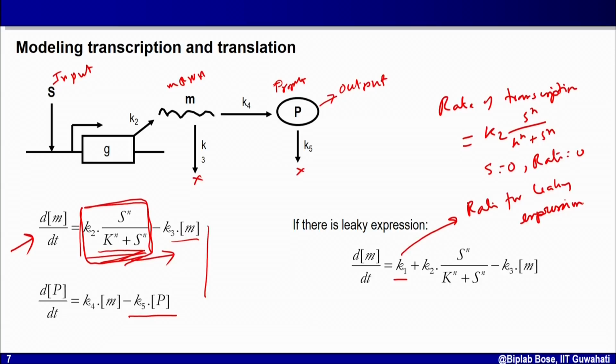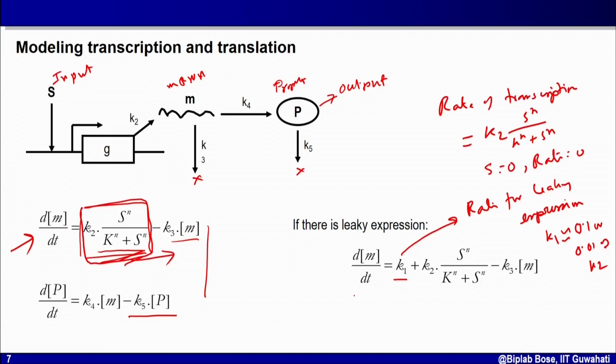So, when S is 0, this Hill function will become 0. So K2 into the Hill function will be 0, but K1, which may have a very low value, will give rise to mRNA. It will keep on producing mRNA. Usually, we take K1 as around 0.1 or 0.01 of K2, so 10% or 1% of the maximum rate of transcription that can happen by induction. You take a very small value of K1 with respect to K2.